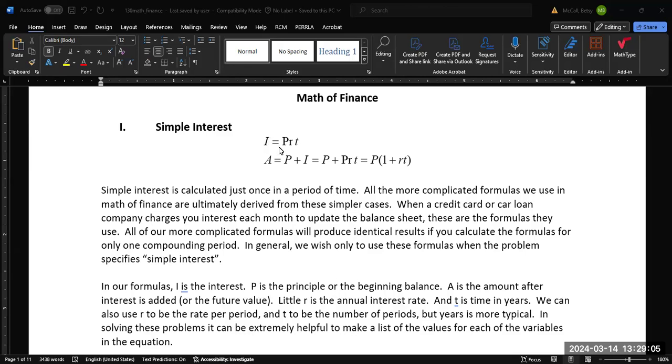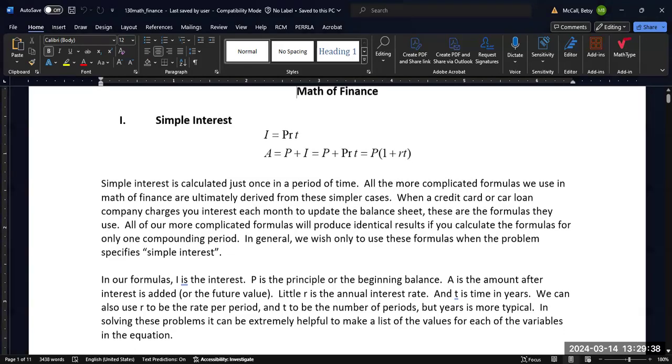The basic interest formula is I equals PRT, where P is the principal, R is the rate per time period, and T is the number of time periods. From there, you can calculate the amount in the account or the amount that's due after a certain period of interest, which is just the principal plus the interest. And if you make your substitutions, you get that the amount is equal to the principal times 1 plus RT.